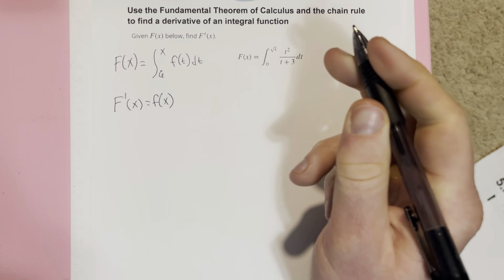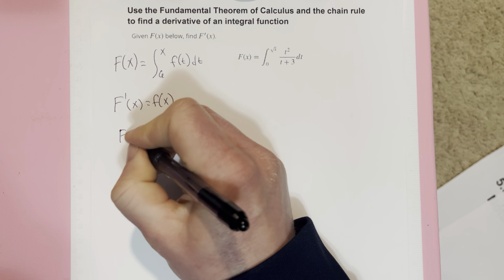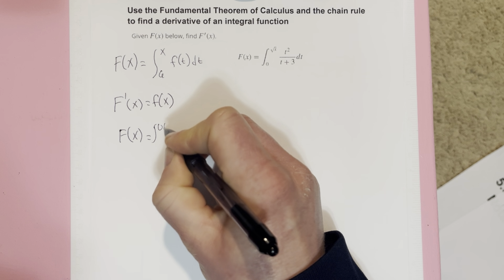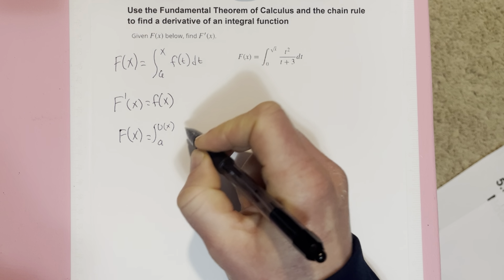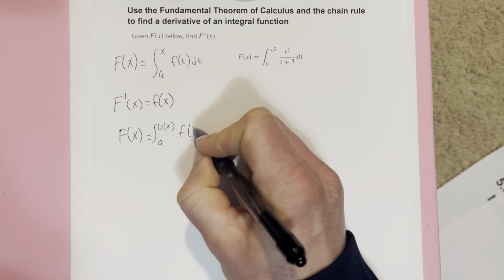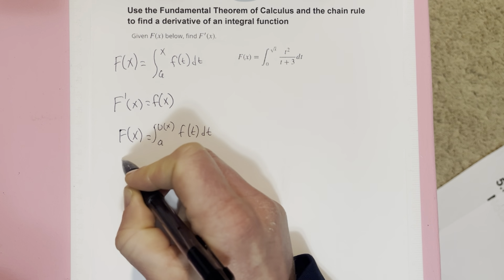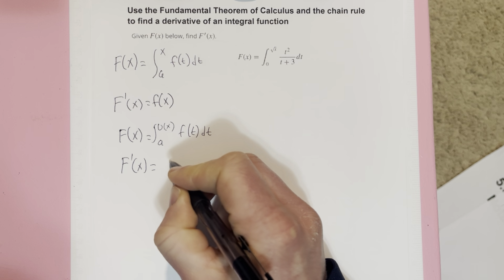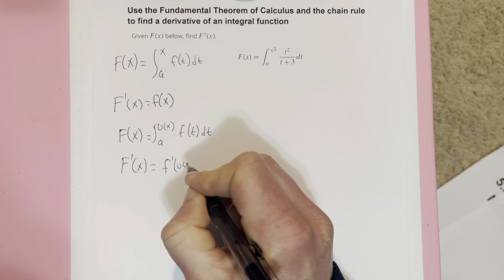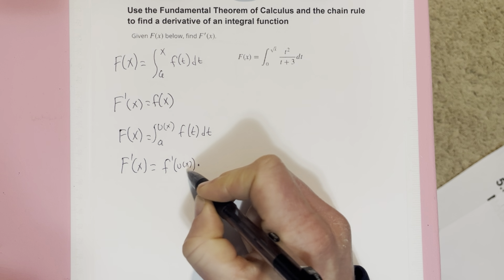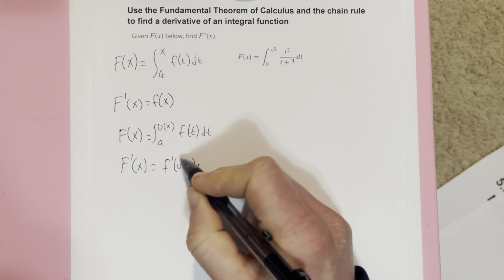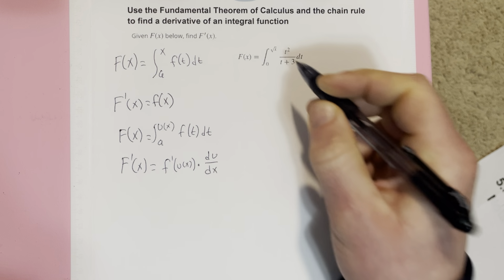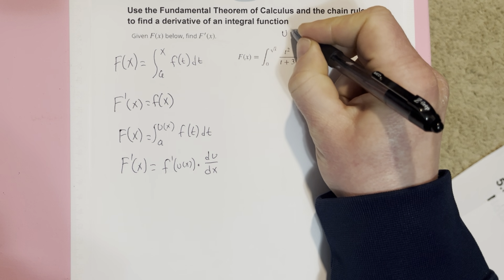So an example of this would be, now we have F of x is equal to the integral of f of t dt from a to u of x. But when we have F prime of x, what we'll end up with is f of u of x times, because we're doing the derivative in here, we have to do chain rule, so it'd be times du over dx.